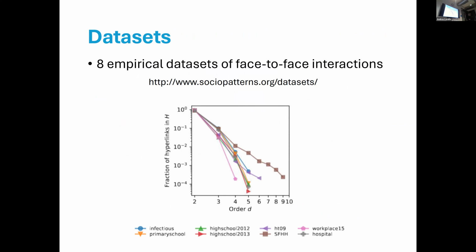We study the diffusion backbones of 8 empirical data sets, which represent face-to-face high-order interactions of humans. These data sets can be downloaded freely on this website. We can see that in each data set, order 2 and order 3 hyperlinks are the most frequent among all the orders.